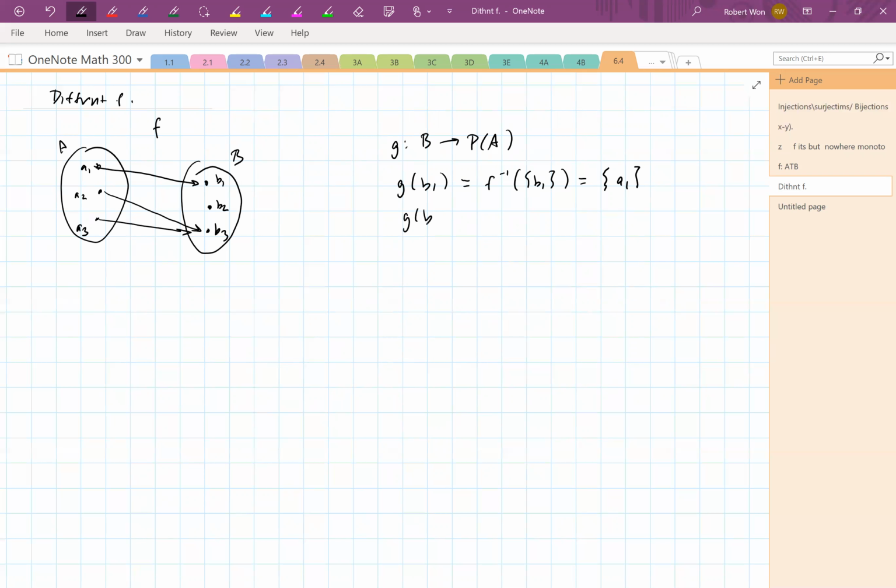What is G of B2? Well, G of B2 is the preimage of the set containing B2. So it's all the elements of A that map over to B2. But there are no elements of A that map over to B2. Right? So this is just the empty set. What about G of B3? G of B3 is all the elements that map over to B3. So it's a 2-element subset. It's A2, comma A3.